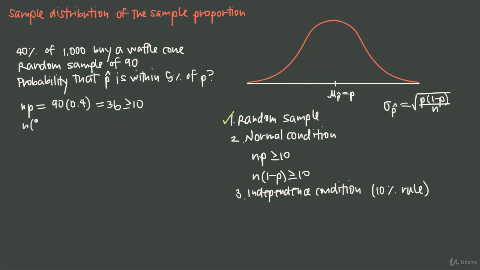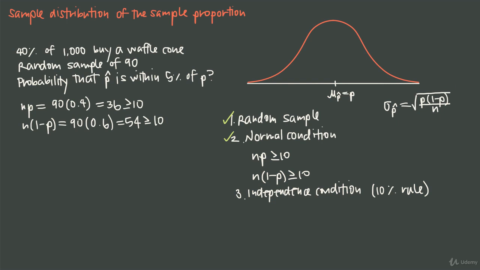And then n times 1 minus p will be equal to our sample size 90 multiplied by 1 minus the population proportion 0.4, and that's 0.6. So 90 times 0.6 is 54, and that is also greater than or equal to 10, so we will have at least 10 failures. So we have met the normal condition.